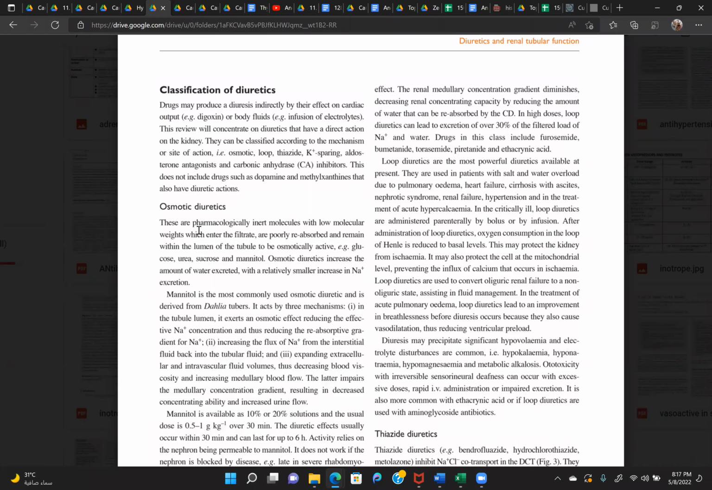So that when ions will be there, it will create the loss of both ions as well as water. Okay. So they are the most powerful diuretics, and they are available in the IV form as well. Furosemide. Okay.